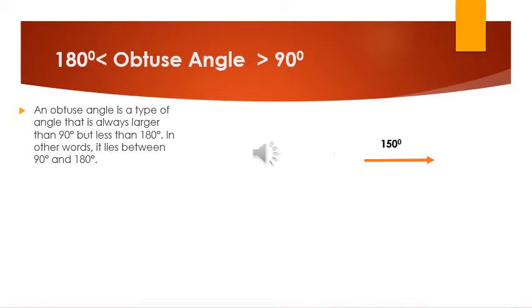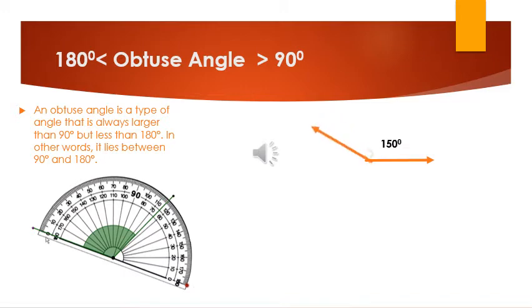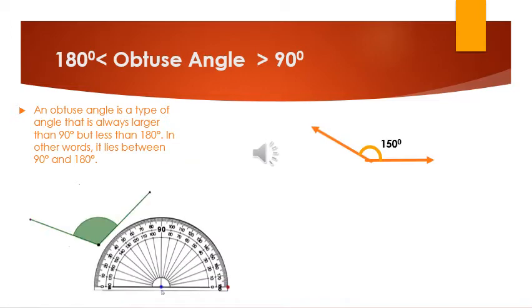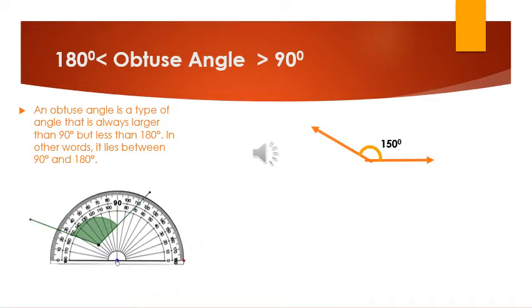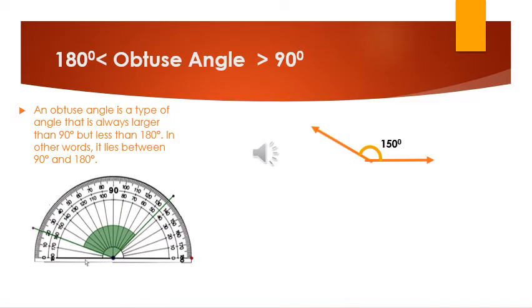Another type of angle, that is an obtuse angle. An obtuse angle is a type of angle that is always larger than 90 degrees but less than 180 degrees. In other words, it lies between 90 degrees and 180 degrees. The best example of obtuse angle is fan hands. The angle between the two hands is more than 90 degrees and less than 180 degrees. Here one more example, that is 150 degrees. It is also larger than 90 degrees, less than 180 degrees. Now we see how to measure obtuse angle using protractor.